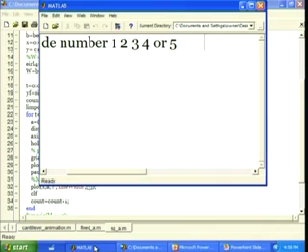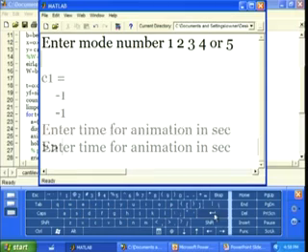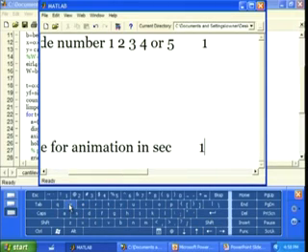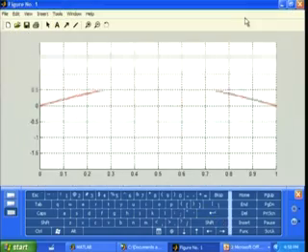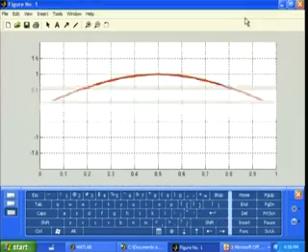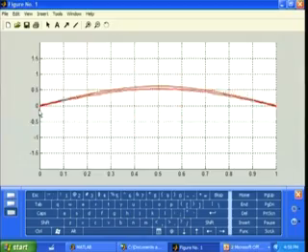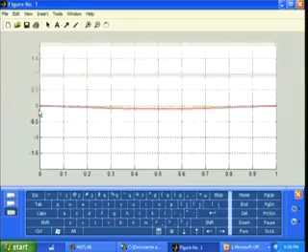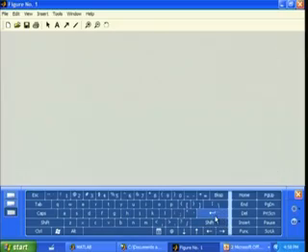So for different modes, let us find it for the first mode. If you give the time, let us simulate it for 10 seconds, and you can see for the simply supported case, the vibration takes place like this. At these 2 points the vibration is 0, because at these 2 points it is supported. Similarly we can find for the second mode.